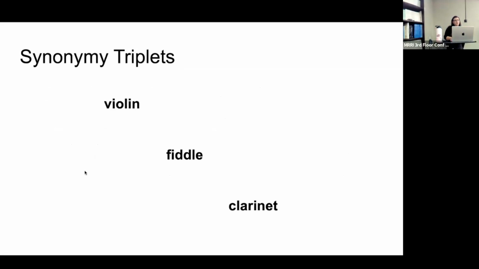So in the synonymy triplets task, participants are presented with 3 words and they're asked to select which two of the three are most similar. Okay, so if you're presented with these three words, you should select violin and fiddle because they are more similar to each other than clarinet, for example.